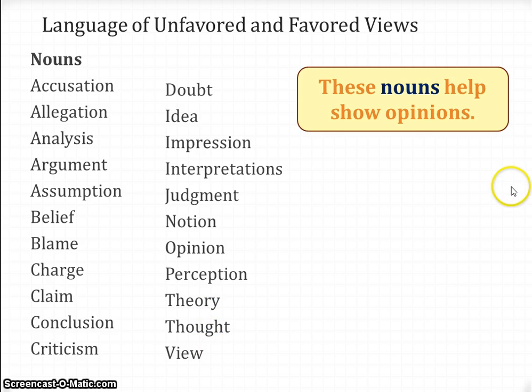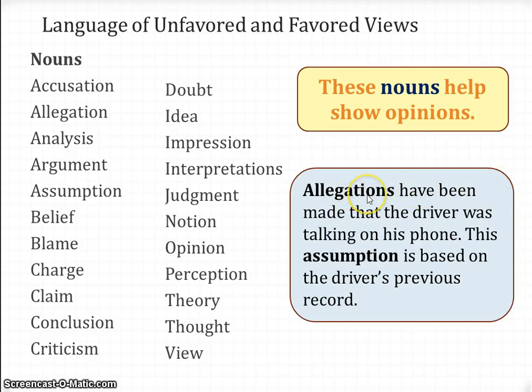Let's look at an example. Allegations. Allegations means blame. It's them pointing the finger. Allegations have been made that the driver was talking on his phone. Here we don't know who is making the allegation, whose opinion it is. This assumption, what assumption, talking on his phone, is based on the driver's previous record. So even though we don't know who is giving an opinion, it is someone's opinion, probably the police.